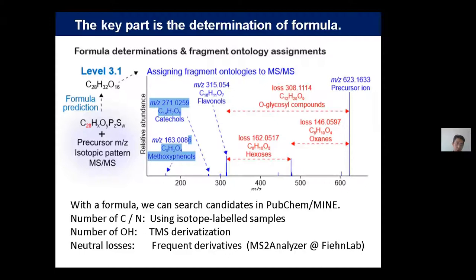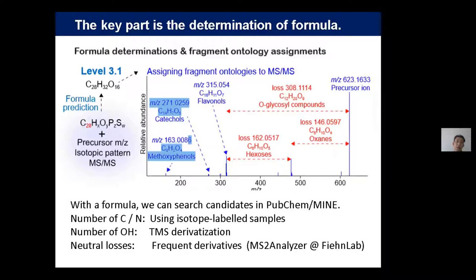One way is using isotopes. For example, if we feed isotopically different nitrogen for culture, for plant species or cultured cells, then if we measure some metabolites using mass spectrometry, those metabolites containing isotopically different nitrogen will have a different spectral shift according to the mass difference. So from this mass difference, we can at least identify the number of nitrogens.